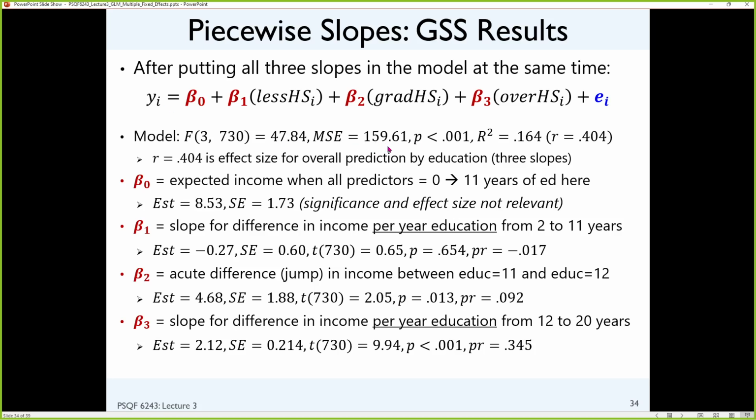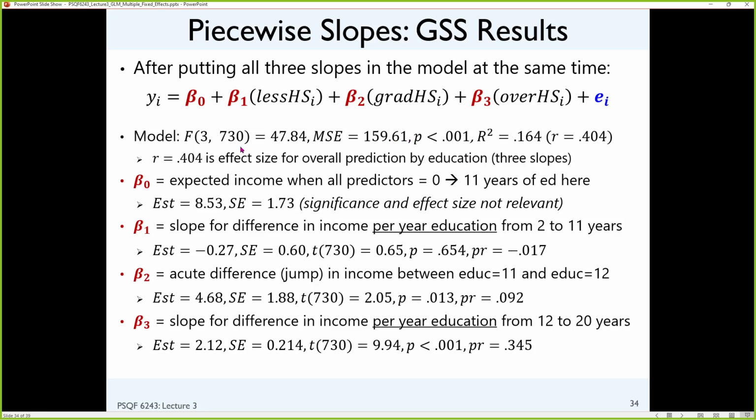159 is what? This is my residual variance. So if I take each person's E value, I square it, I sum across people, and divide by the 730 slopes I could have had, that number would be 159. So this tells you the amount of variability in your outcome variable that has yet to be explained.